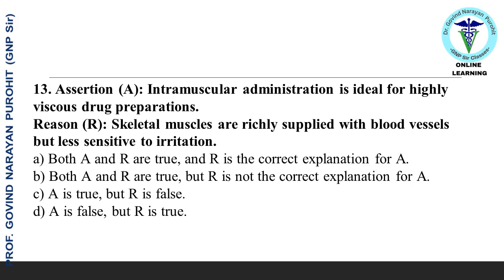13. Assertion, A. Intramuscular administration is ideal for highly viscous drug preparations. Reason, R. Skeletal muscles are richly supplied with blood vessels but less sensitive to irritation. A. Both A and R are true, and R is the correct explanation for A. B. Both A and R are true, but R is not the correct explanation for A. C. A is true, but R is false. D. A is false, but R is true. Correct answer is option B. Explanation. IM administration is suitable for oily or viscous drugs, but it's not primarily due to reduced sensitivity.